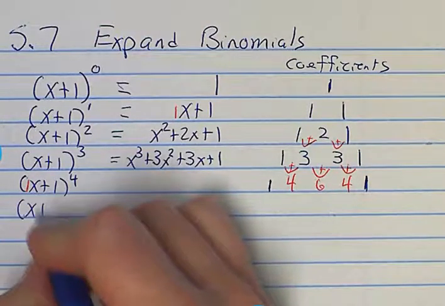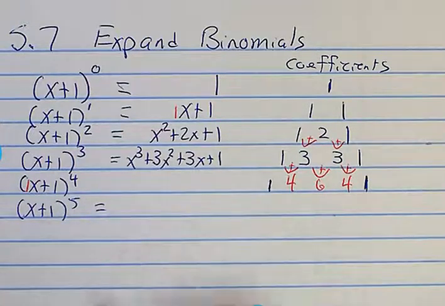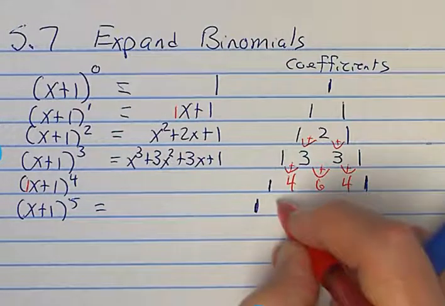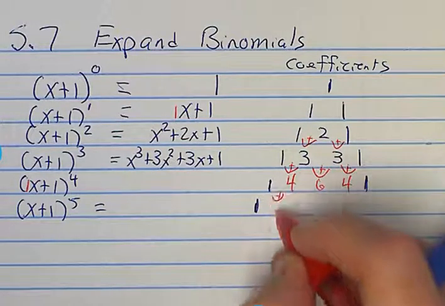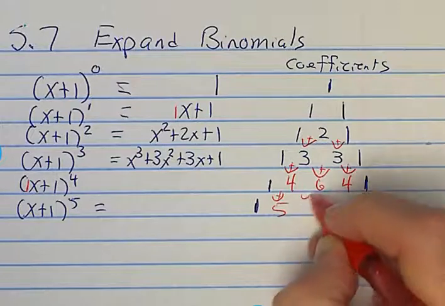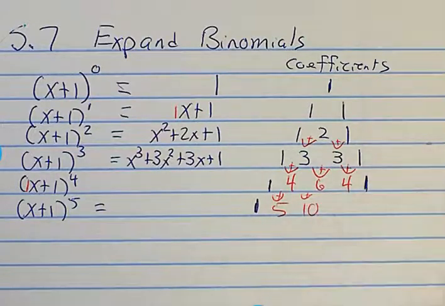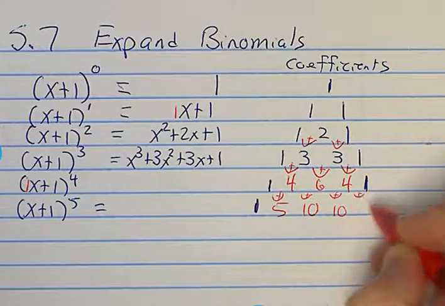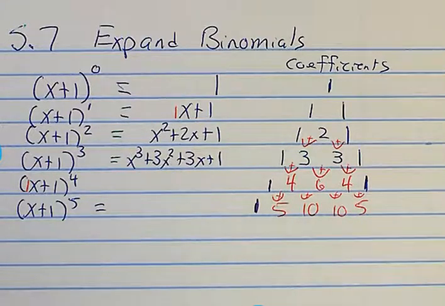So if we want to do that, we could just keep expanding this thing out. If you want to do x plus 1 to the 5th, we're just going to put a 1 first, and then you're going to add these two numbers together. 1 plus 4 is 5. 4 plus 6 is 10. 6 plus 4 is 10. 4 plus 1 is 5, and then we're just going to put a 1 at the end of it.